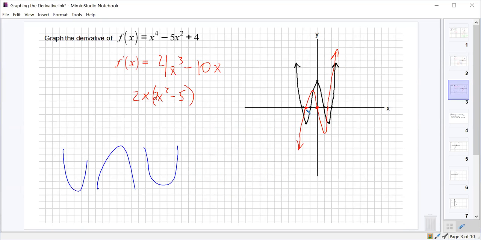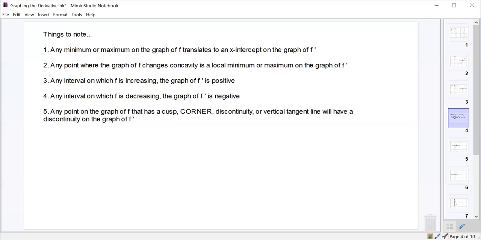Same thing here. When my derivative is negative, my function is decreasing. As soon as my derivative becomes positive, all this place where it's positive, my function increases. And then when my derivative is negative again, the function decreases. And then when my derivative is positive again, the function increases. Everybody see that? Yeah. All right, cool. Those are the things I wanted us to notice.